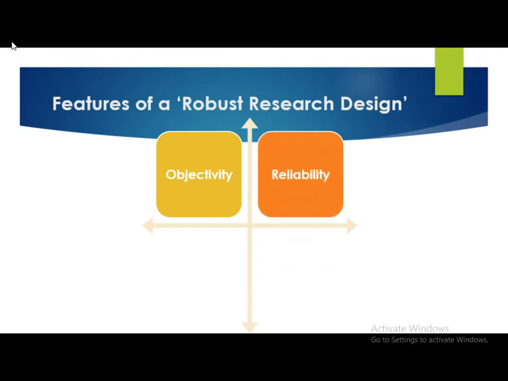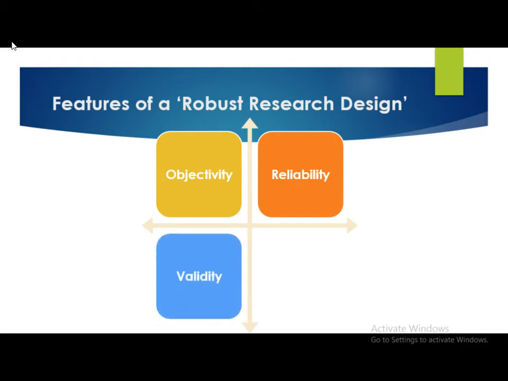Then second feature is reliability. If similar research is carried out again in a similar setting, it must give similar results. So the researcher must frame the research questions to make it reliable and provide similar types of outcomes. So this is the second feature of robust research design.